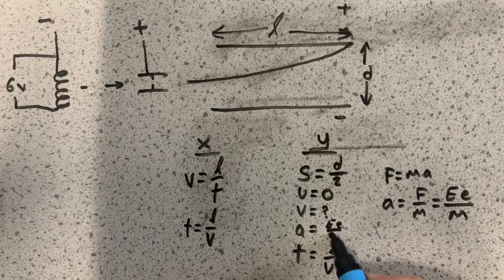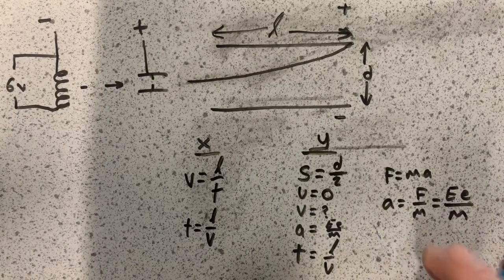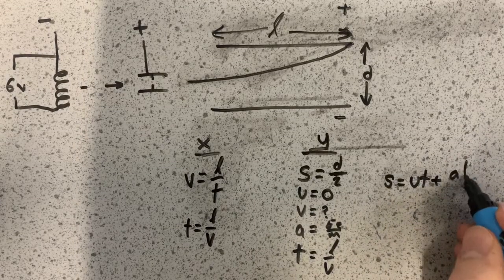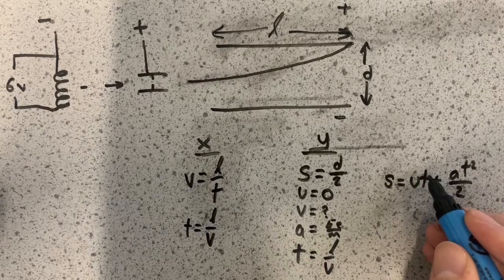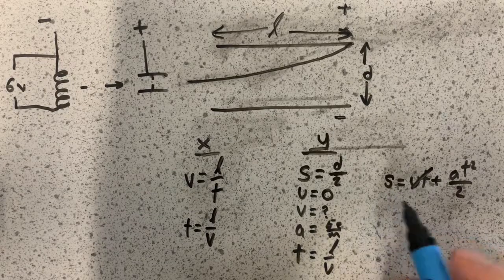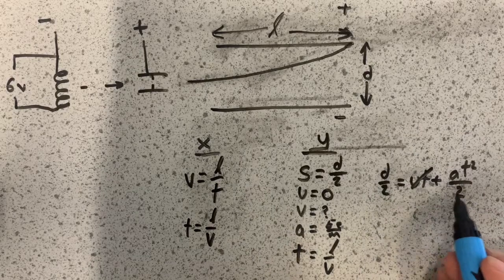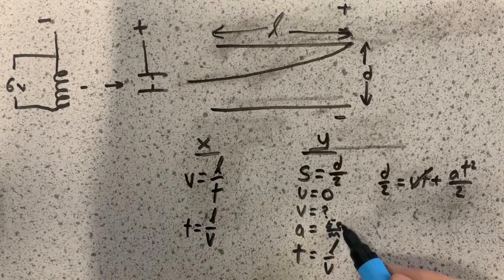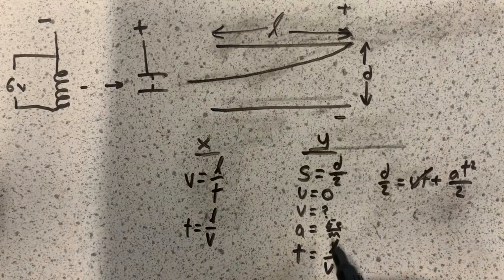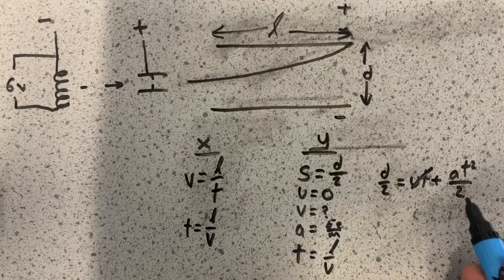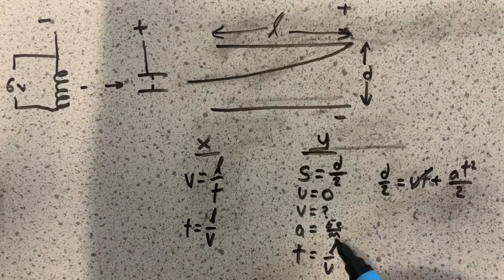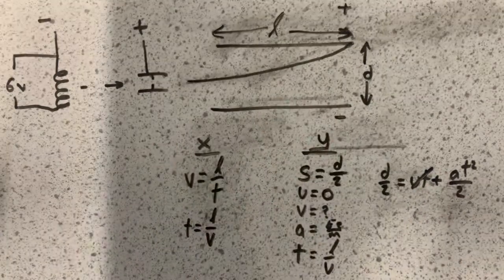So e over m. And so when we write out one of our SUVAT equations, let's go for s equals ut plus at squared over 2. This term we don't care about because u is 0. We know what s is, it's d over 2. a is the electric field strength times e over m, and you could say the electric field strength is the voltage between these two plates divided by the distance, if you wanted to. And the time we know from here, so we actually know everything apart from e over m, so you can use some data from this experiment to find e over m.